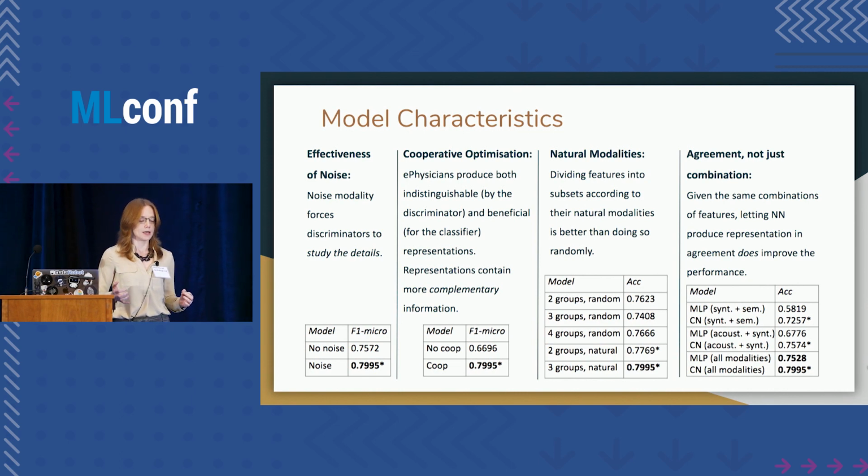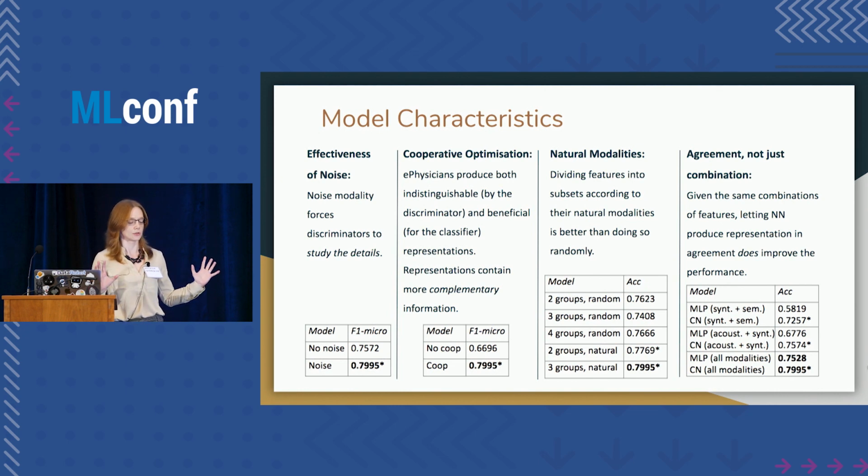So, noise. We have done several experiments trying to understand whether there is an additional value of noise, and it seems that yes: if you add to your input features an additional modality which is just Gaussian noise, it helps increase performance by approximately 4%. And we believe that it is because the noise modality forces discriminators to study the details and not just pay attention to artificial statistics of each modality.